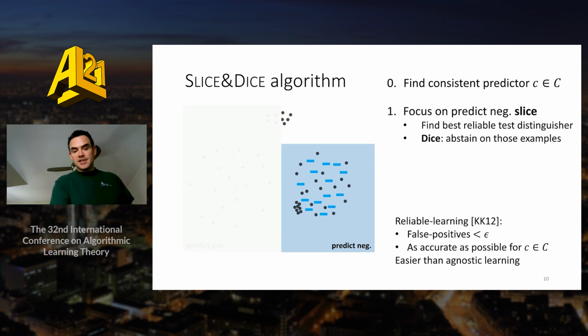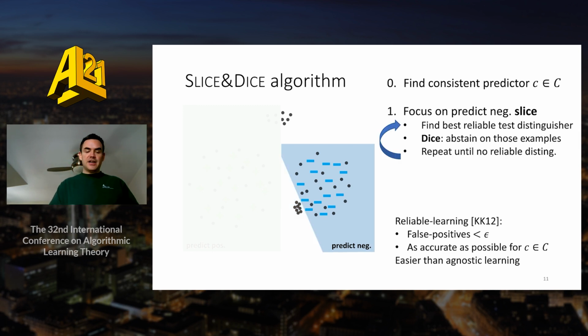In this case, it finds this horizontal separator here, which separates off quite a few of the test examples from the training examples. I could have separated off one more. And then we're going to just dice them. We're going to abstain on those. We're going to throw them out. We're not going to classify those examples. And then you might guess it, we're going to repeat.